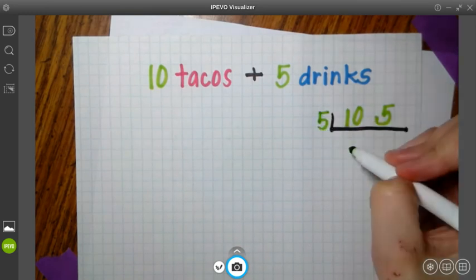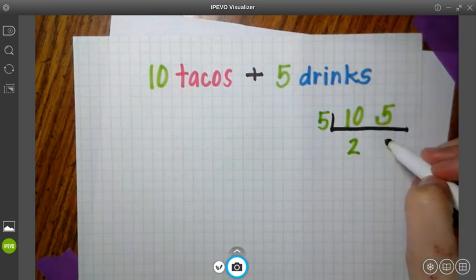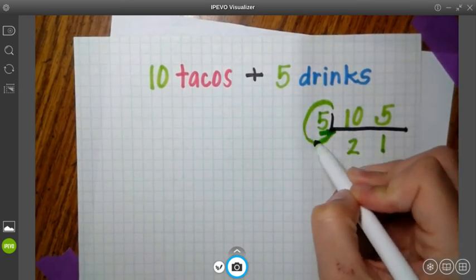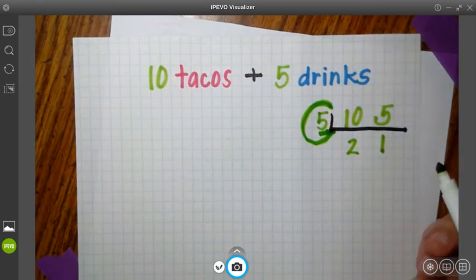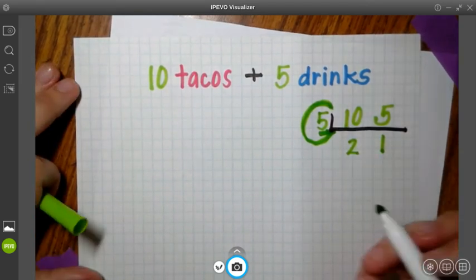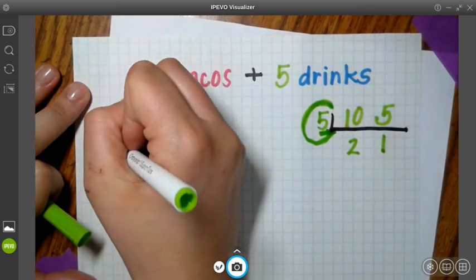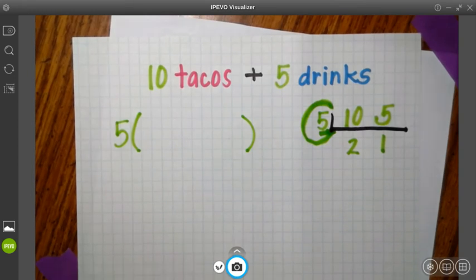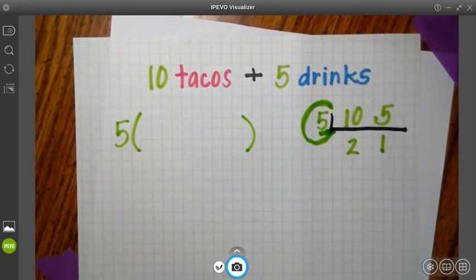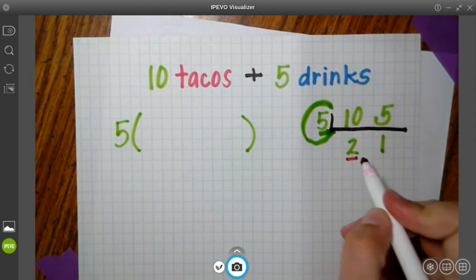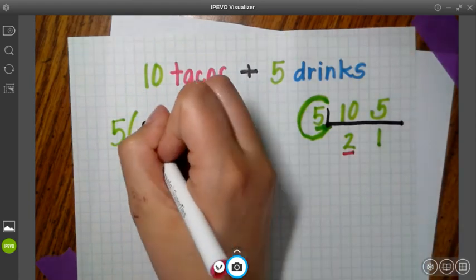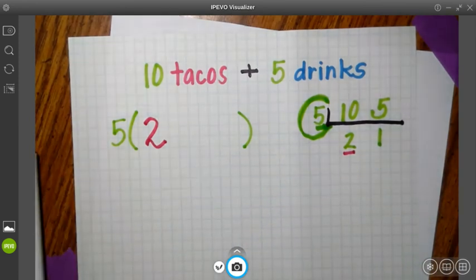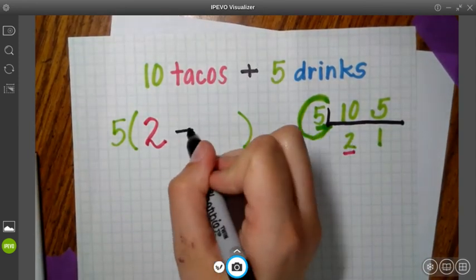10 divided by 5 is 2. 5 divided by 5 is 1. So this is the greatest common factor. I'm going to take that on the outside of the parentheses. Then I just have to think, well, how many tacos would that be? 5 times what gives me 10? So 5 times 2 tacos, plus 5 times what is how many drinks?